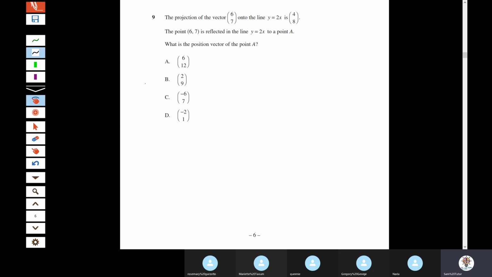Number 9. The projection of the vector 6, 7 onto the line y equals 2x is 4, 8. So you're projecting 6, 7 onto that line and it will become a 4 and an 8. The point 6, 7, when it's reflected in the line y equals 2x, is point A. What is the position of A?